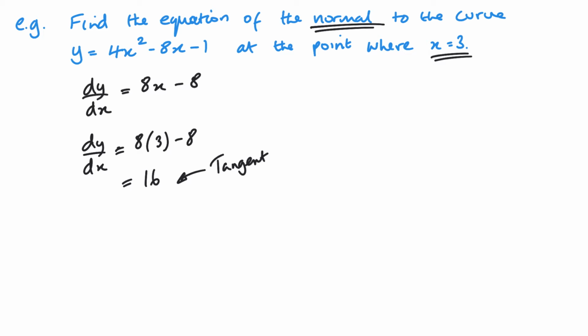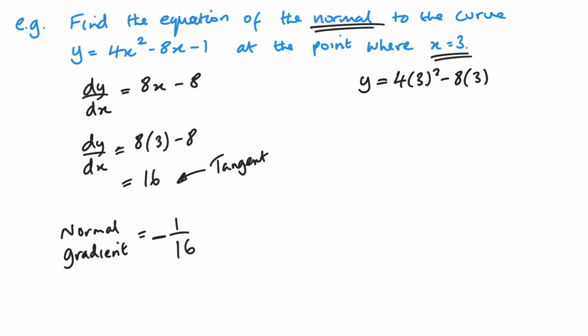We want the gradient of the normal, and that will be 1 over the gradient, so 1 over 16, and change the sign. Now I've got the gradient of the normal, brilliant, and I just need the coordinates, but if I look back up to my question, I've only got the x coordinate. So I actually need the y coordinate, so I need to use the original equation here to find the y coordinate. So we've got 4 lots of 3 squared minus 8 lots of 3 minus 1.